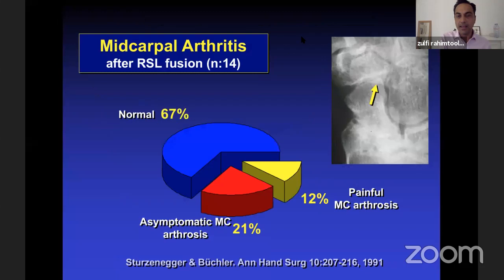Now, that was a cadaveric experiment performed by Nagy and Buchler, but in a more in vivo and patient-related series, they fused the radioscapholunate area and found that with radiological progression, 12% ended up with painful midcarpal arthritis when leaving the distal scaphoid. Asymptomatic arthritis was observed on the X-rays in long-term follow-up, but it's obvious that you do get a knock-on effect if you just fuse the radioscapholunate complex.